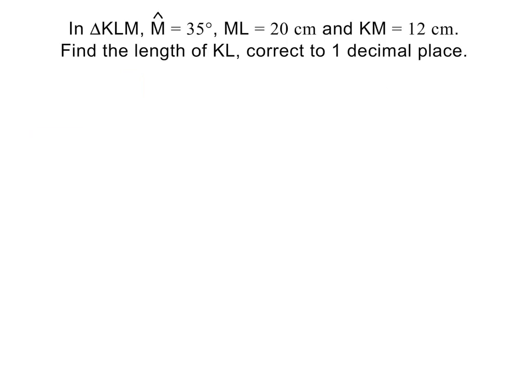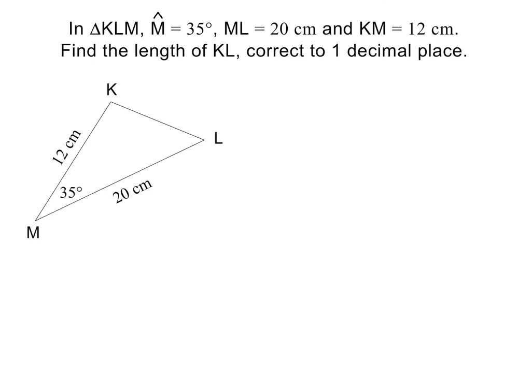Let's do another example together. Here we are given the size of one angle and the lengths of 2 sides of a triangle called KLM, but no sketch is given. In cases like this, it is essential that you draw a quick sketch. We are given the size of angle M and the lengths of KM and ML. And the side they ask us to find lies opposite angle M, the included angle. We will definitely need to use the cosine rule to answer this question.